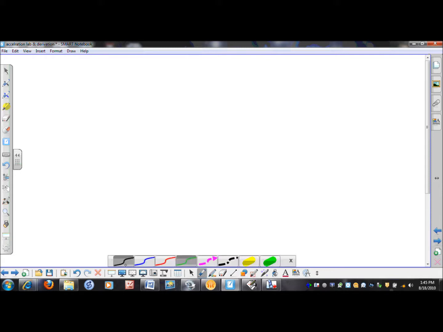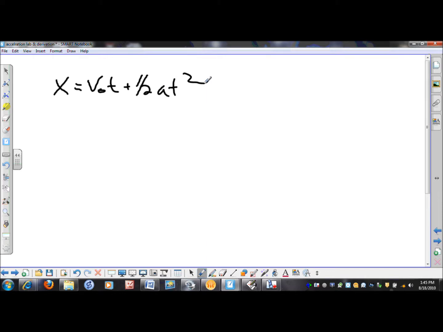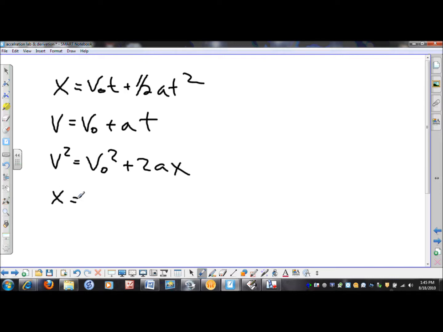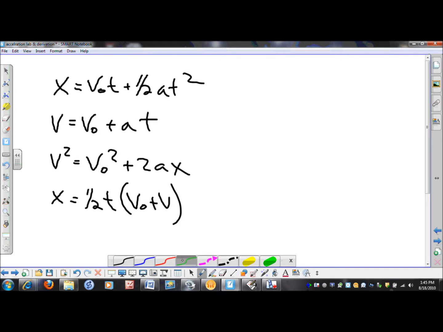Alright, so that leaves us with this. x equals v naught t plus 1/2 at squared. We have v equals v naught plus at. Our third one was v squared equals v naught squared plus 2ax. Our fourth one was x equals 1/2 t times v naught plus v. Now, what are they each missing? This one's missing... I forgot.